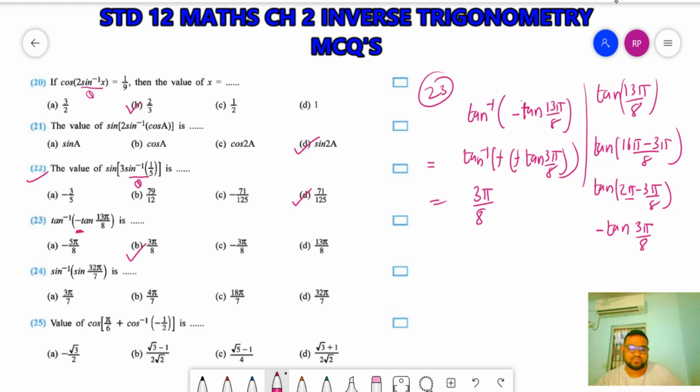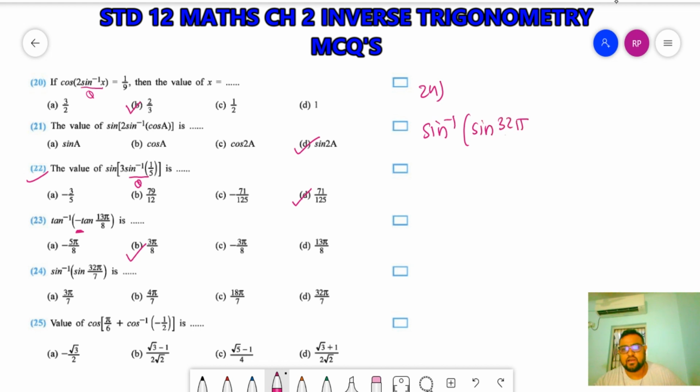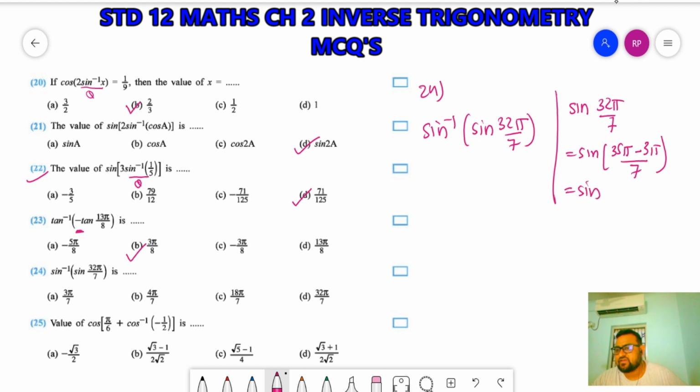Next question 24. Sine inverse sine 32 pi by 7. Okay, this is similar to the 23rd. Now the multiples of 7 closer to 32 are 28 and 35, and it is closer to 35. So sine 32 pi by 7, I can write as sine of 35 pi minus 3 pi by 7. So this will be equal to sine of 5 pi minus 3 pi by 7. So 5 pi shift, so it will be sine. 5 pi is like pi, so pi minus is the second quadrant. In the second quadrant, sine is positive. So now I will write sine inverse sine 3 pi by 7.